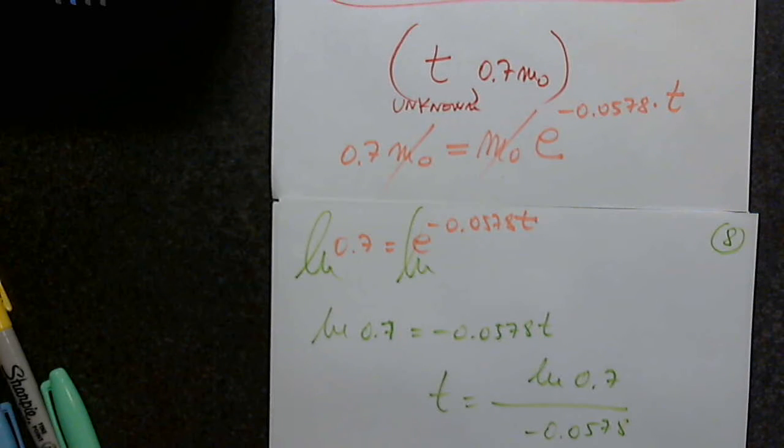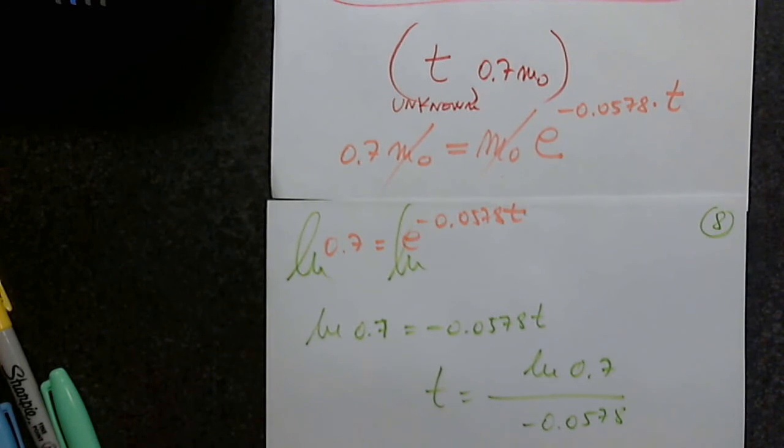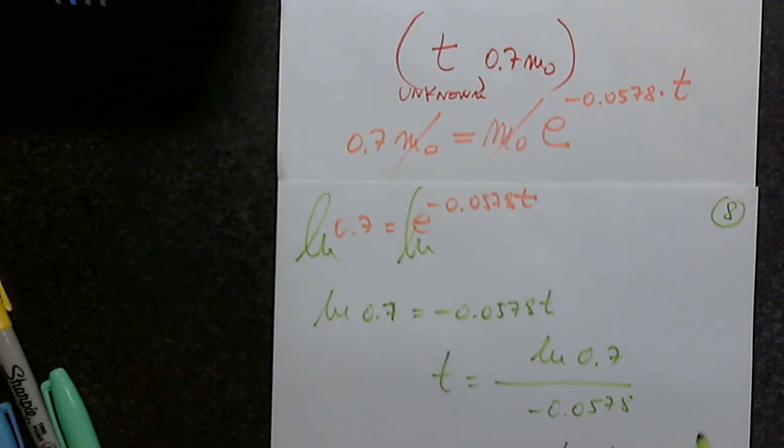Okay. So natural log 0.7, and divide everything by negative 0.0578. I'm just going to put the negative and recall the previous answer. And press enter. As expected, 6 hours and 0.17 of an hour.